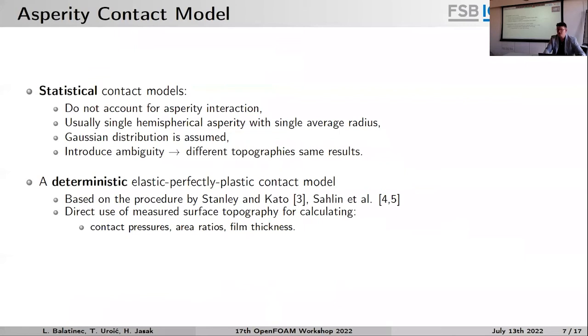So we know that asperity contact models can be statistical or deterministic. Statistical contact models do not take into account asperity interactions, and they're usually based on a single hemispherical asperity with a single average radius, and they assume Gaussian distribution. This tends to introduce ambiguity, as different topographies may produce the same result. This is why we decided to use an elastic, perfectly plastic contact model, which is based on the procedure by Stanley and Cato and Sacken et al. This allows us to use direct measurements of surface topographies for calculating contact pressures, film thickness, area ratios, and so on.